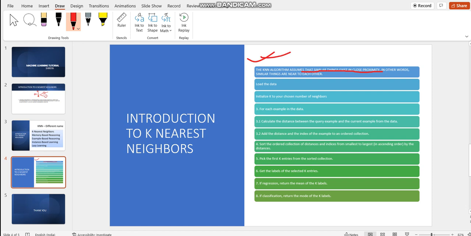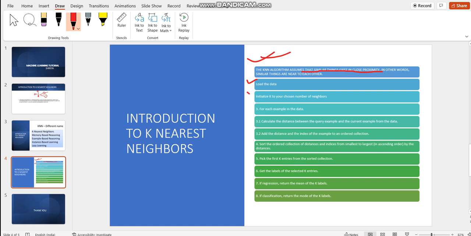Talking about what the KNN algorithm follows, the first thing that it takes is to load the data. After that, it initializes k to your chosen number of neighbors. That is, how many neighbors do you have. On that basis, you are evaluating yourself. Suppose I asked you how many neighbors you have, and you said four. So the area of experimentation for your identity will be around four only.